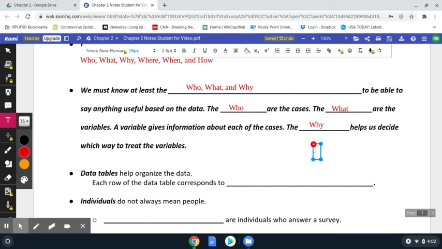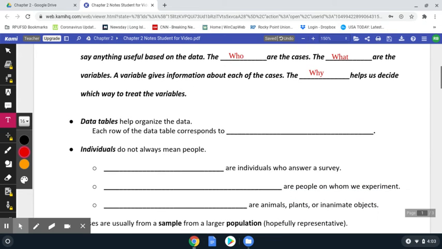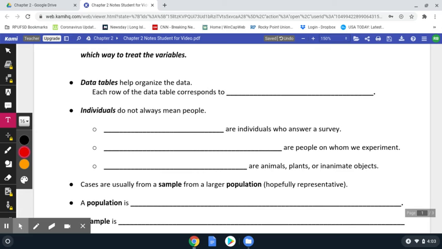And the why kind of quantifies the decisions that we're going to make about the variables. How are we going to treat them? What are we going to do with them? So certainly very important. Now, data tables. As you saw when you did your reading on page 8, it gave you a couple of pictures of some data tables. I didn't reproduce them here because we're going to see a little further in our notes when we have a practice question. They're very useful in organizing data.